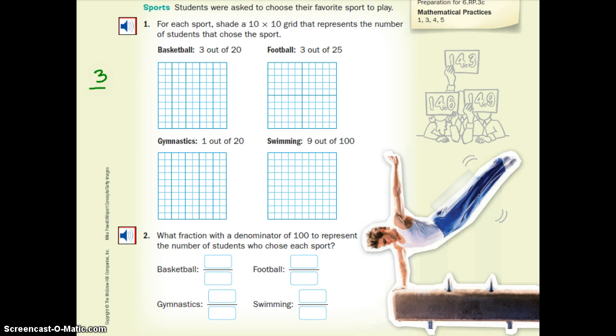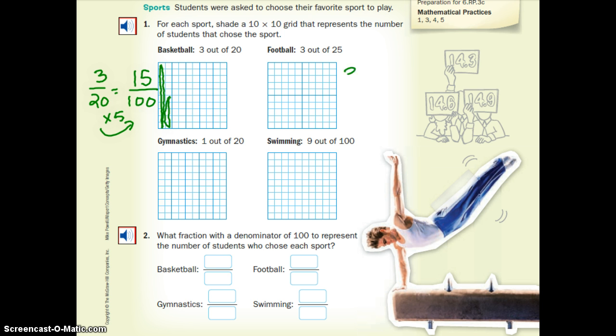So we have 3 out of 20, and I need to get that up to 100, so I'm going to multiply by, drum roll, 5. Very good. So 3 times 5 is 15. So I have to color in 15 of these. I know that that is 10, and that is 5, so that's 15.